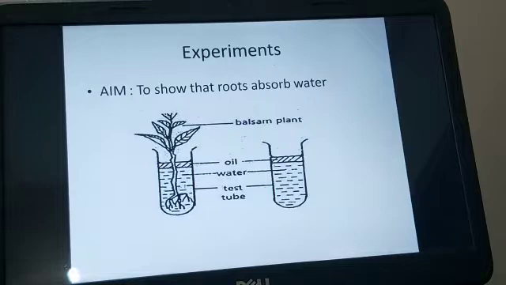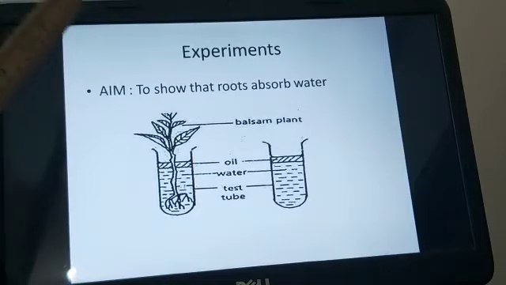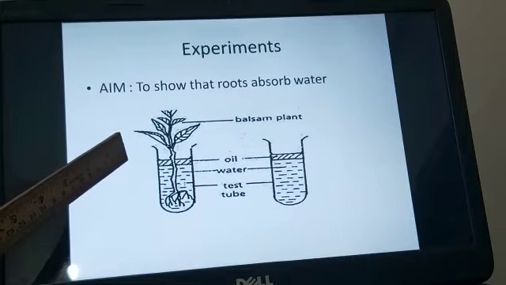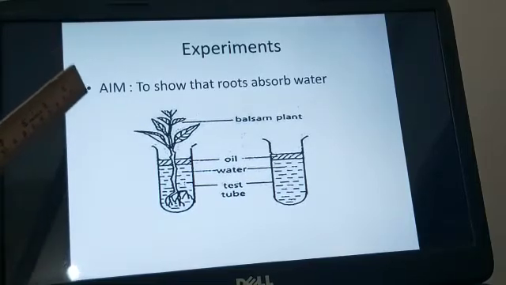These experiments are very important from the examination point of view. In the examinations, you will be given the diagrams and you have to write the aim of the experiments, and also explain the experiment. Now here, let us see the first experiment.